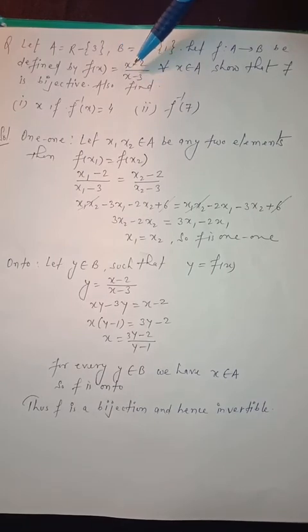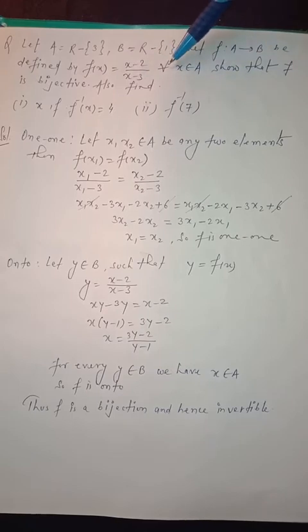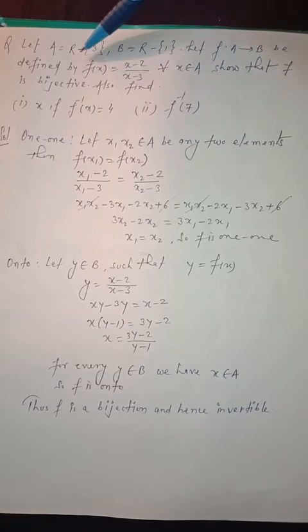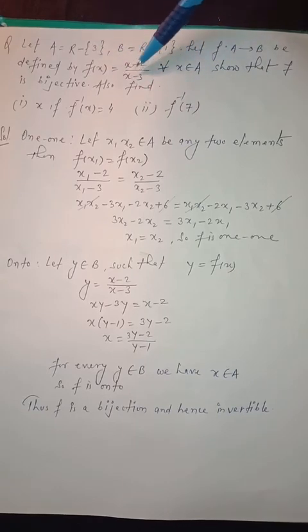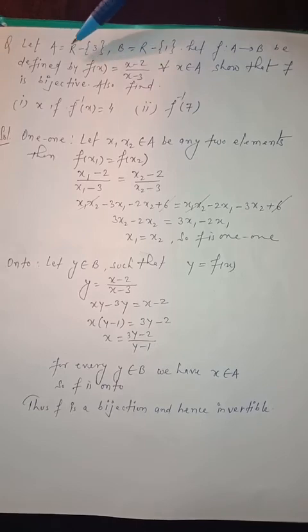This function is defined for all x belonging to A. So for all values of x which are in set A, this function is defined. Why am I saying this? Because you can see here that when we put x equal to 3, there is no value of f(x), meaning f(x) is undefined when x is equal to 3. So that's why it is written that set A is all real numbers except 3.